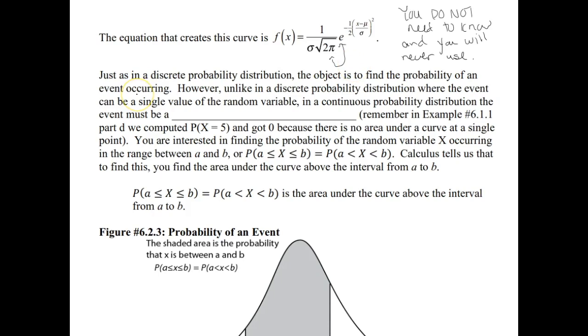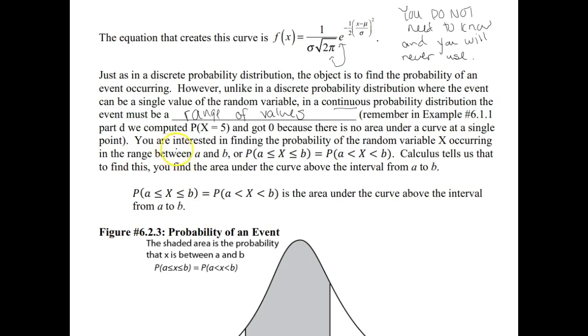So just as in a discrete probability distribution, the object is to find the probability of some event occurring. However, unlike in a discrete probability distribution, where the event can be a single value, in a continuous probability distribution the event must be a range of values. Again, that comes back to the concept that for continuous random variables, probabilities correspond to area under a curve, and there is no area under a curve at a single point. So we always need to have a range of values on the x-axis.